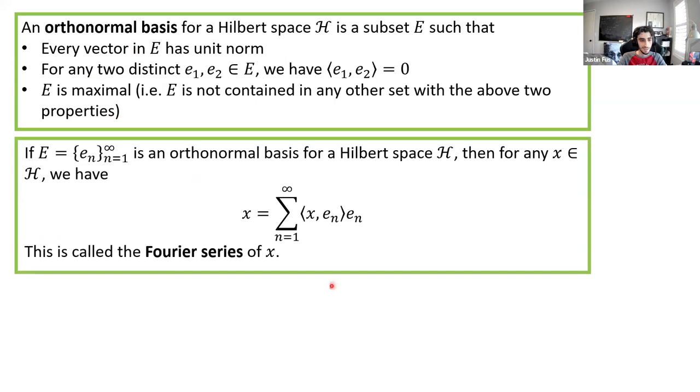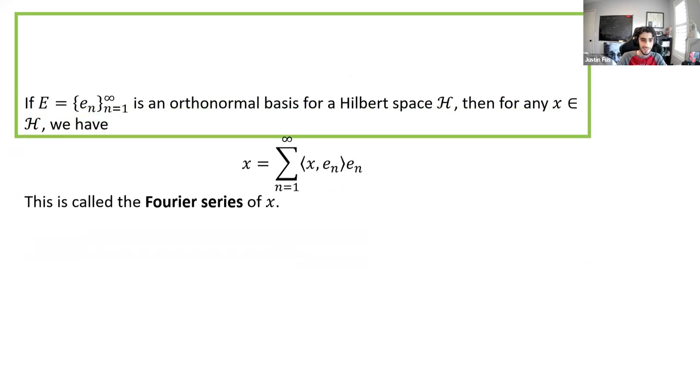A cool property about orthonormal bases is you can always reach any vector in H by adding up projections onto these elements of your orthonormal basis. So we can sort of imagine measuring how similar the directions of X and En are, and then scaling that up by the corresponding En. This series is called the Fourier series of X.